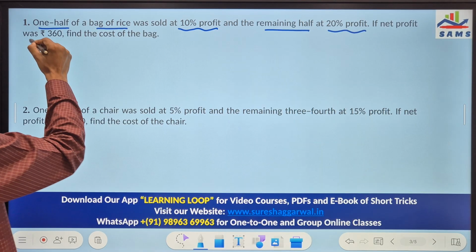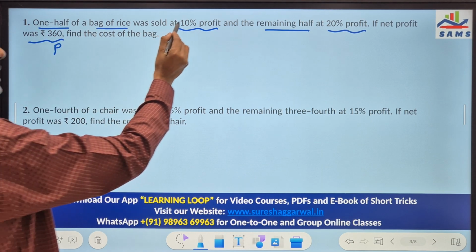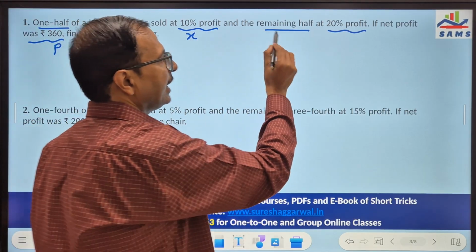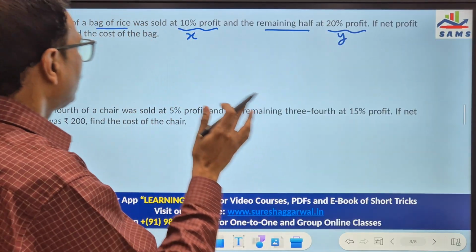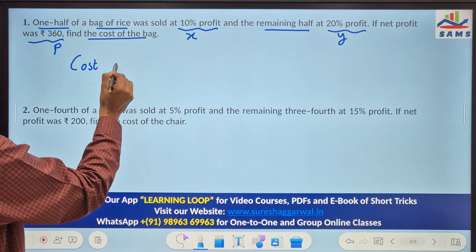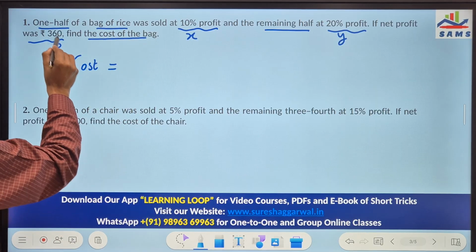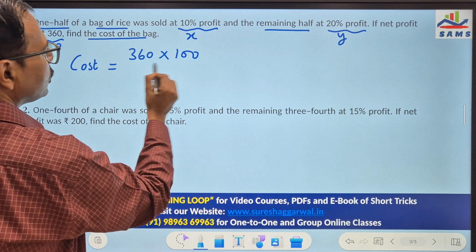If the net profit is 360, so this is P, and then we have 1/2, and this is X, 10%, another half which is Y, 20% profit. So we want to find the cost of the bag. So this cost of the bag will be P, which is 360, times 100. This is what you have to do in the numerator.